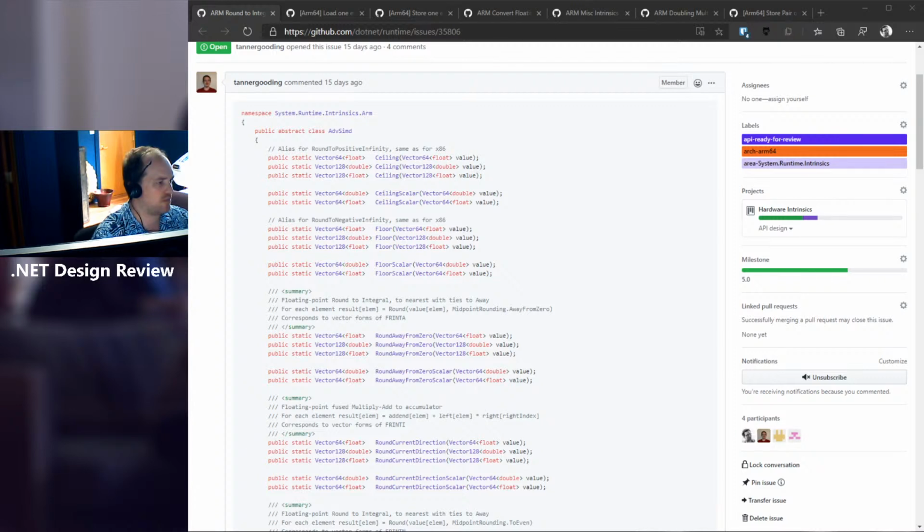Have it on the right. I have like 20 tabs open. Right, so there's that.